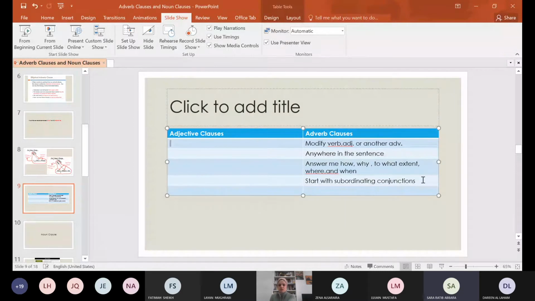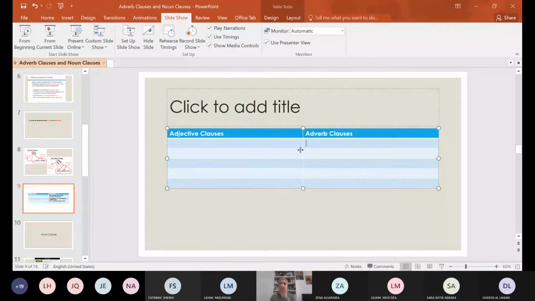Okay. So, girls, let me erase these, and we make the comparison between adjective clause and adverb clause. Adjective clause, girls, modifies what? A noun, or a pronoun. Adverb clause modifies what? Adjective, adverb? Yes, adverb.